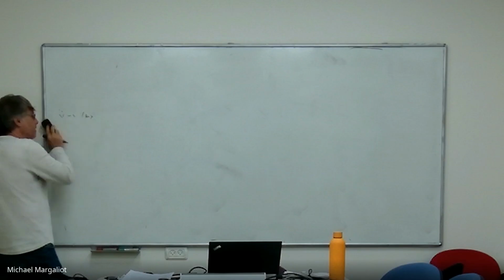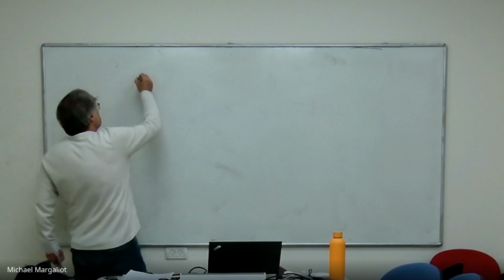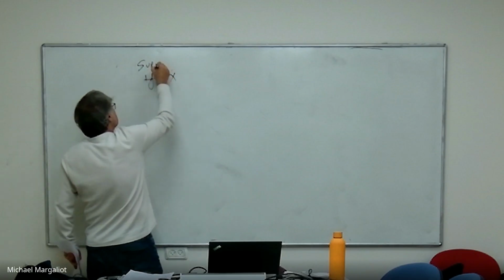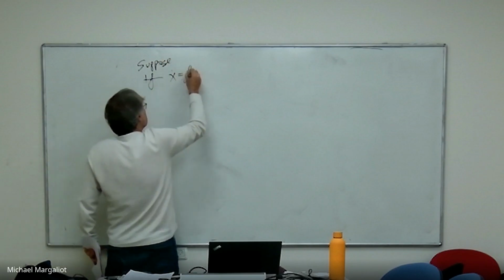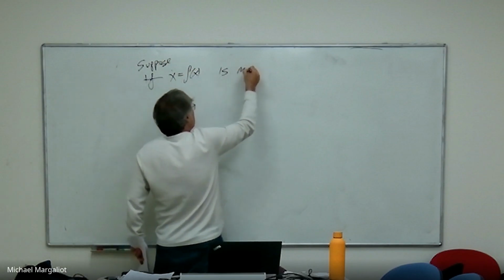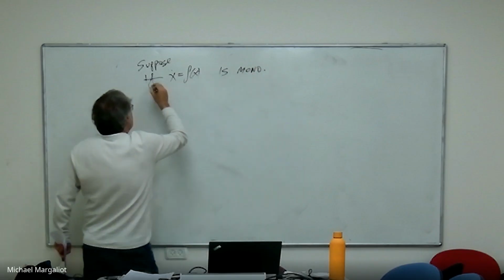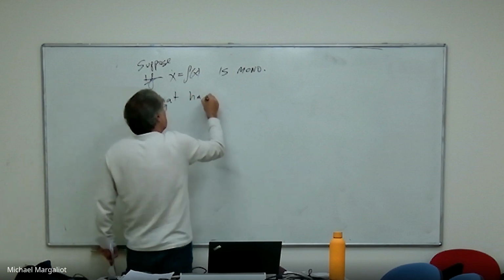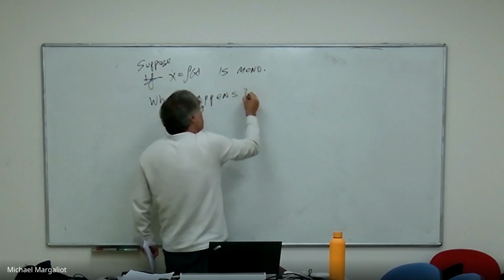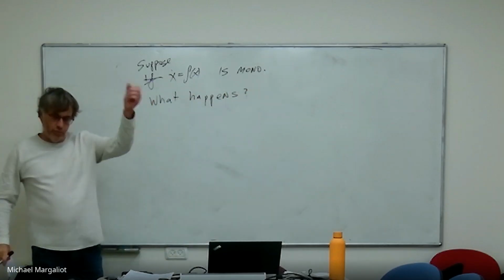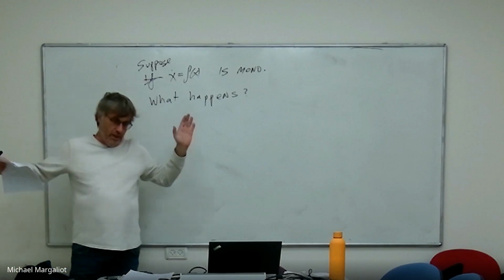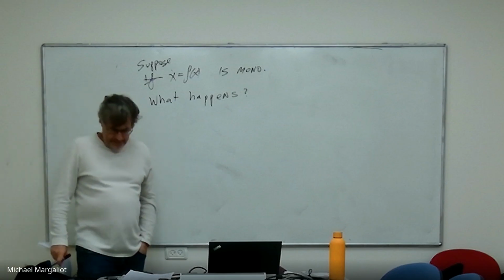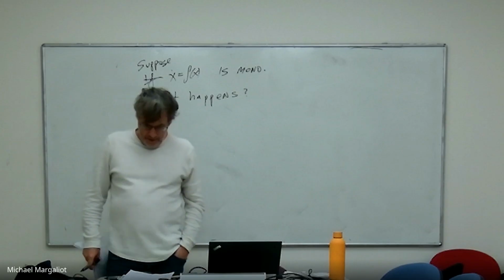What can I say if, suppose, x dot equals f(x) is monotone? What can we say, what happens? So what does this mean? When we had a contractive system, we saw a lot of useful properties. If there was an equilibrium, it was unique, and every trajectory converged to the equilibrium at an exponential rate.